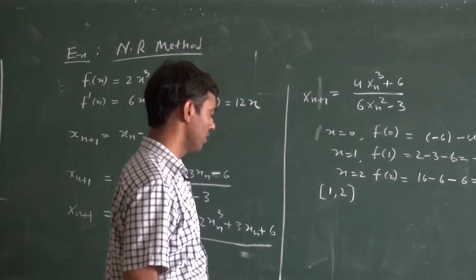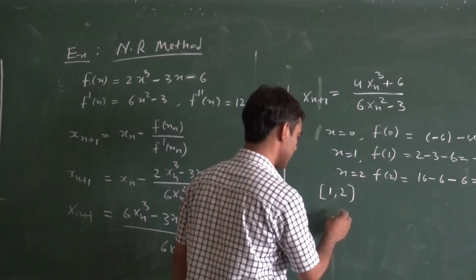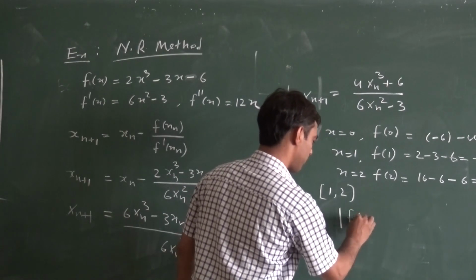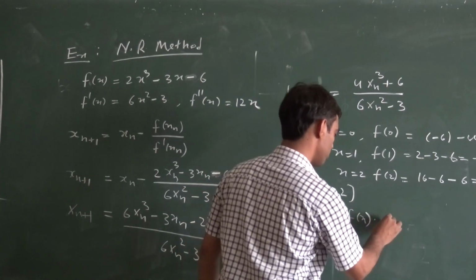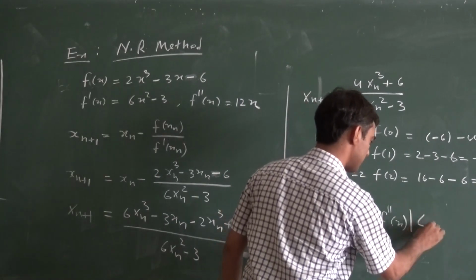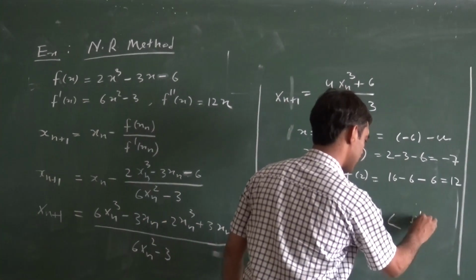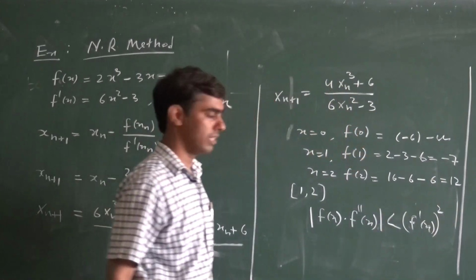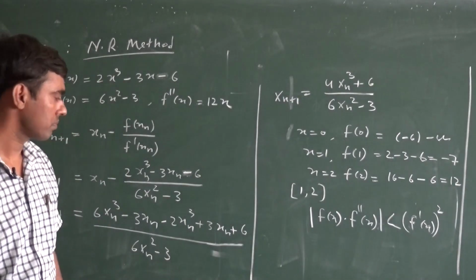So what is the criteria for convergence? The criteria for convergence is mod of f(x) into f double dash(x) must be less than f dash(x) whole square.